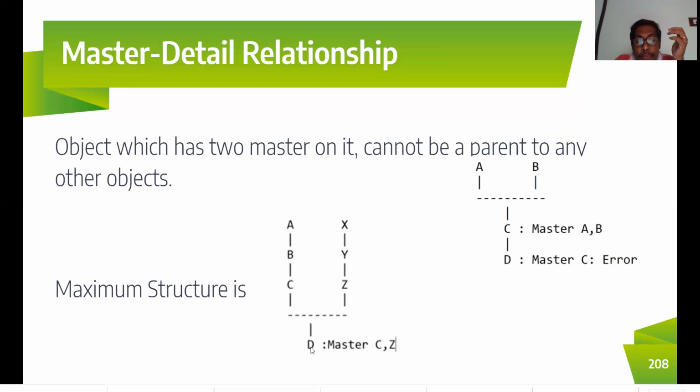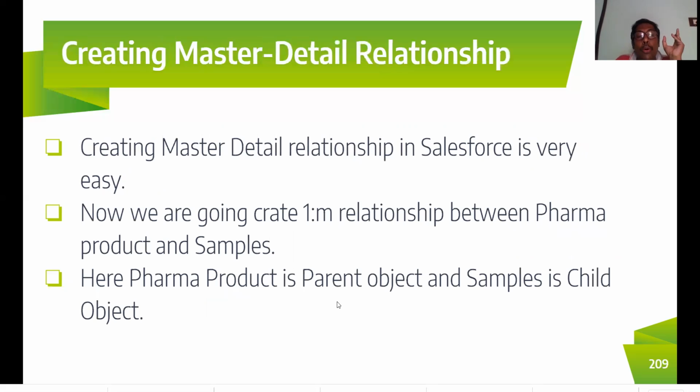Whereas when D is trying to become a master to E, suppose there is an object called E, then D cannot be a master because already three levels of masters are available. At the maximum, for fields, two masters can be there. Levels can be only three, not beyond that. So beyond that, you cannot create a master detail relationship. Only three levels are possible. Right? This is all about master detail relationship. Now let me show how to create a master detail relationship.